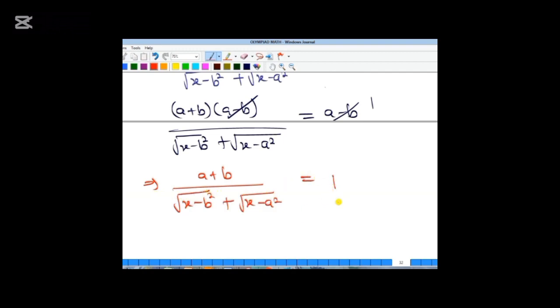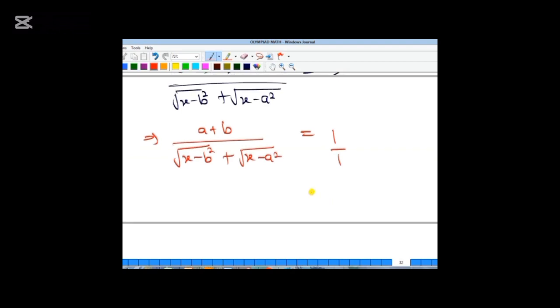So at this point, of course, you know this is 1 over 1, and so it means we can cross multiply. And so if I cross multiply, this one will go this way, and this will go this way. So I will have the square root of x minus b squared, and then plus the square root of x minus a squared is equal to a plus b.